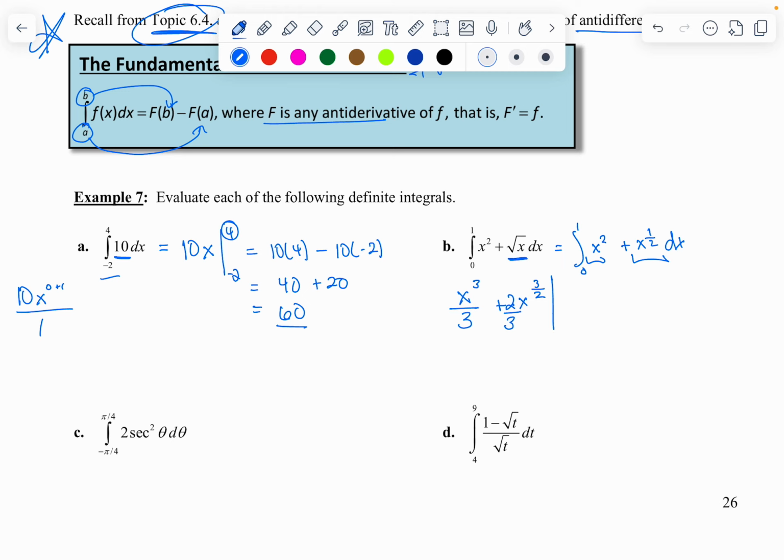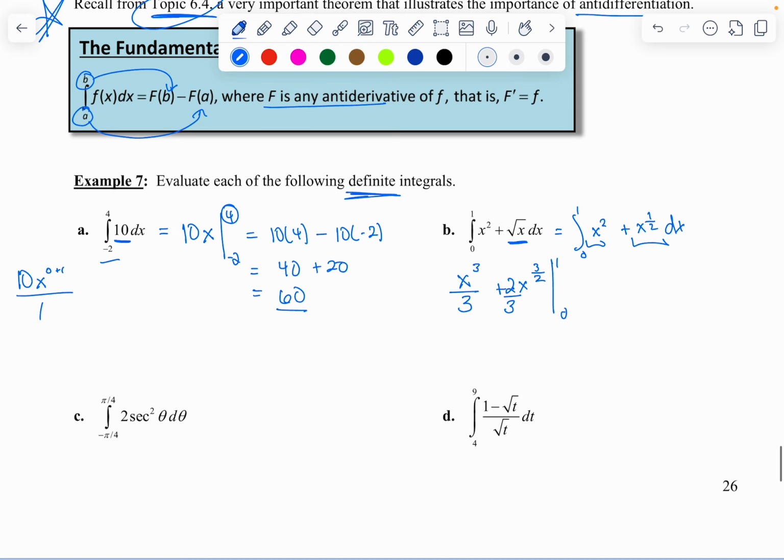And that is going to be from 0 to 1. Now you notice that when I'm integrating a definite integral, I'm ignoring the c. I'm not writing the c in, and I'll show you why that's happening in one of these examples.